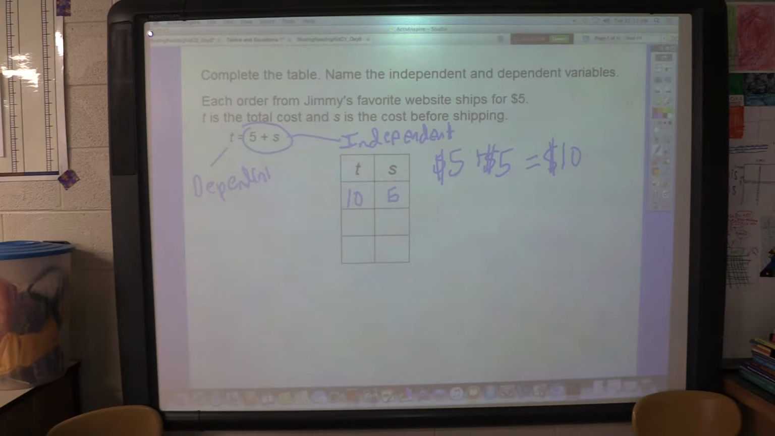And notice that I switched things around. I moved things around a little bit because of the commutative property of addition. You're able to move those addends around. You're able to move the sum around, and it's going to equal the same.